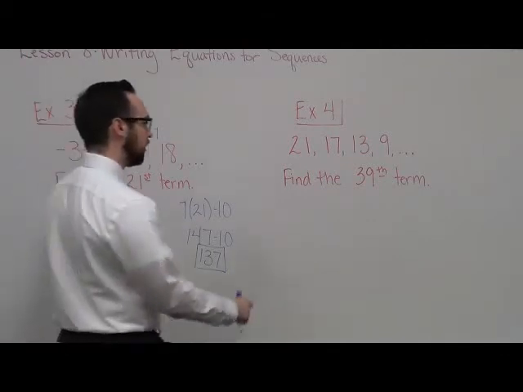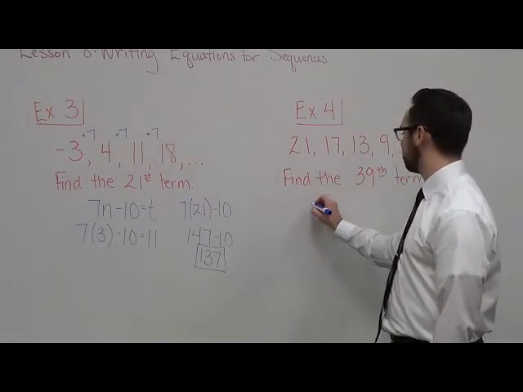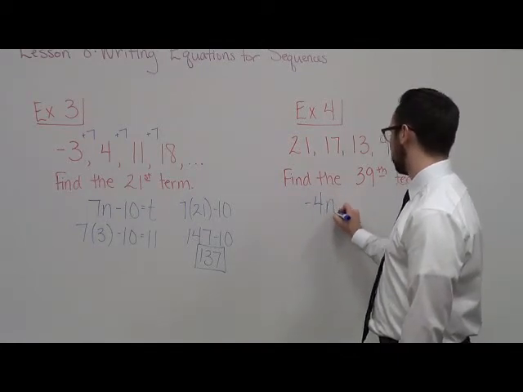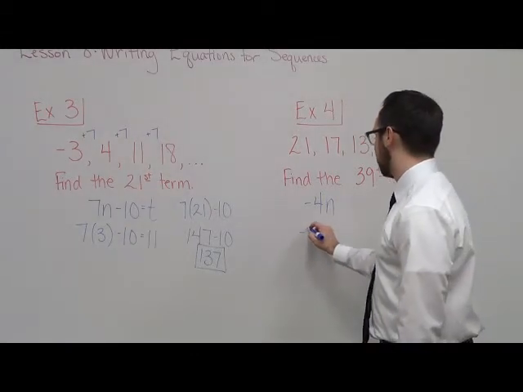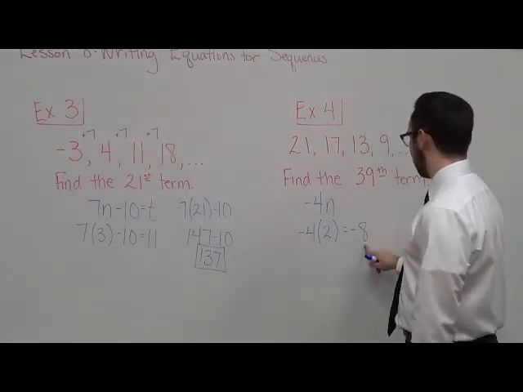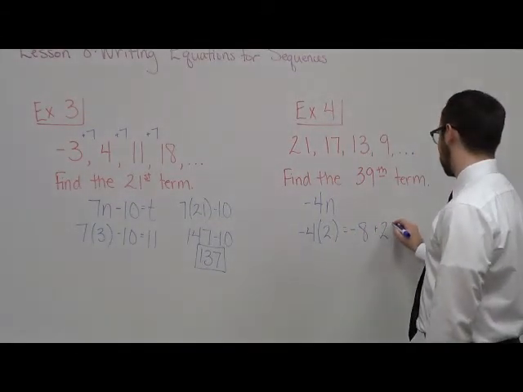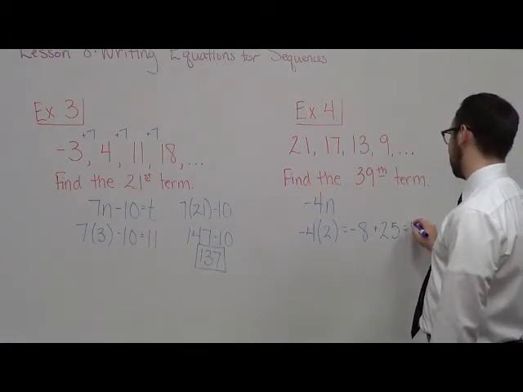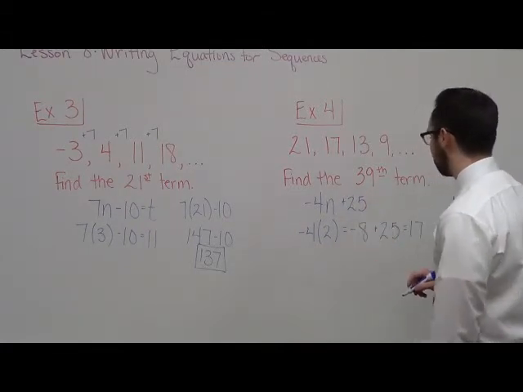On to the next one. From 21 to 17, we're subtracting 4. 17 to 13, we're subtracting 4, so we're going to have -4n. Now, let's say we want to test the second term. -4 times 2 is -8. How do we get from -8 to 17? I have to add 25 to that to get to 17. So we're going to add 25.